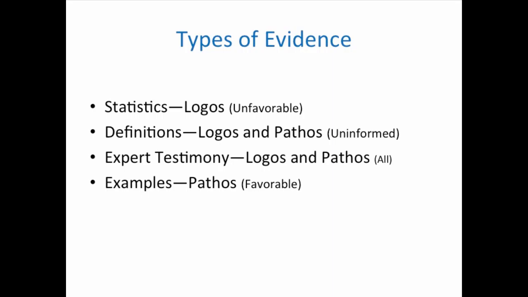So now I'm not arguing that statistics, so these are the 4 types of evidence: statistics, definitions, expert testimony, examples. People might argue there's more or different names for them, but we'll talk about that. So statistics, we all know, tend to be studies or surveys, the numbers that come from studies or surveys. And those tend to connect more to our logos, to that logical appeal.